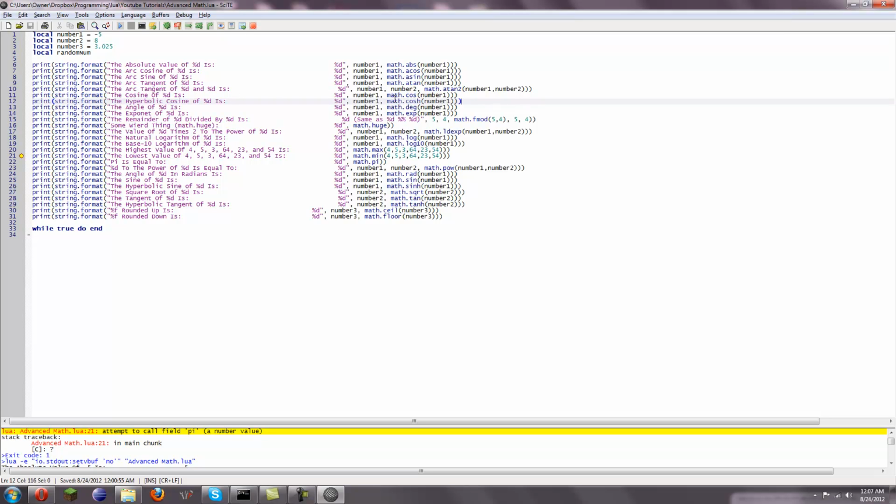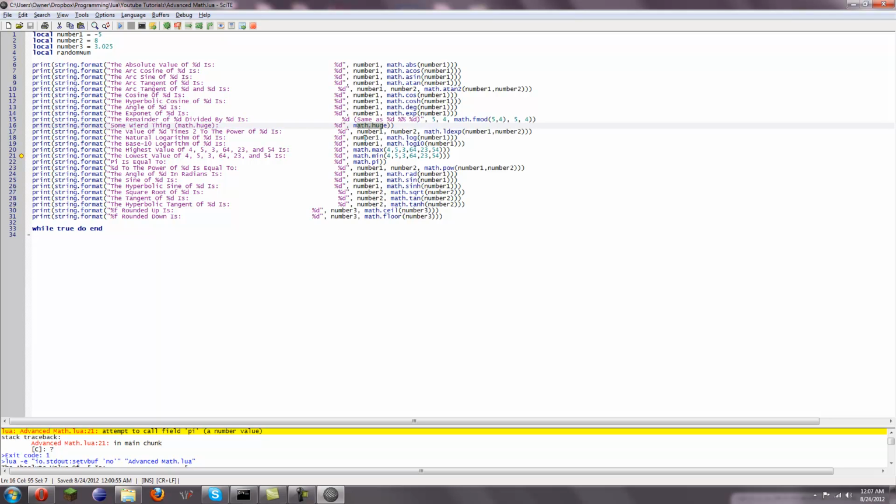And then to get the cosine, you use math.cos and the number. To get the hyperbolic cosine, you use cosh and the number. To get the angle of something, you use math.degree or math.deg, and then the number. To get the exponent, you use math.exp and the number. To modulate something, the remainder of a division, you use math.fmod, and then the first number, and then the second number. Again, I would much rather just do 5 % 4 if I was going to modulate that. Simpler.